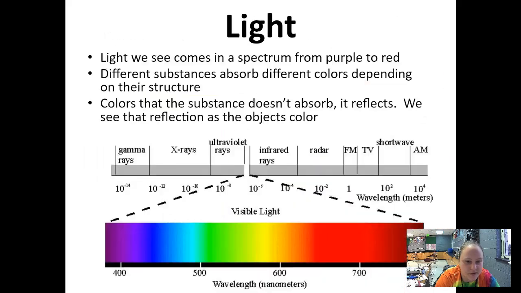So why are plants green? It's because of the light that we see that comes in the spectrum from purple to red. So it goes all the way from purple to red. The visible light is one of the light waves that comes from the sun. If we did not have the sun and everything was dark, we would not see color. Different substances absorb different colors depending on their structure. Colors that the substance doesn't absorb are reflected. We see that reflection as the object's color.